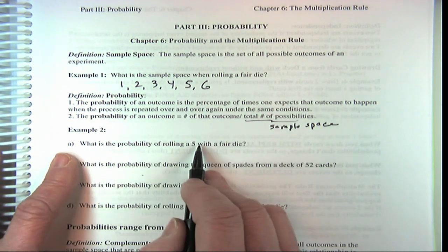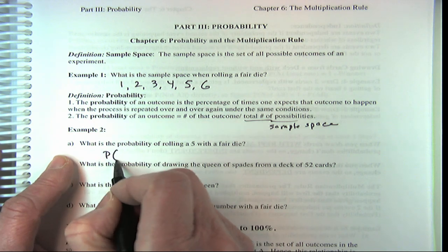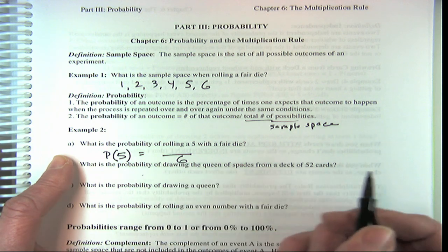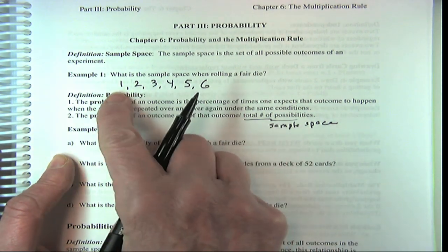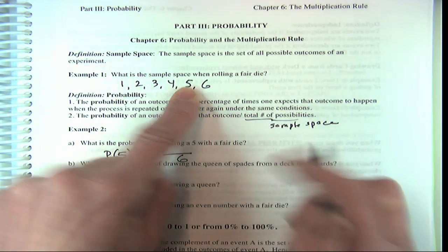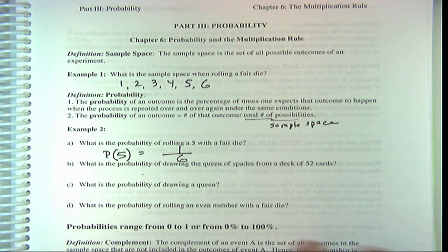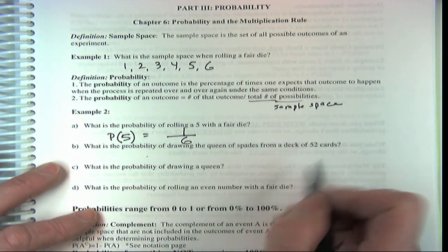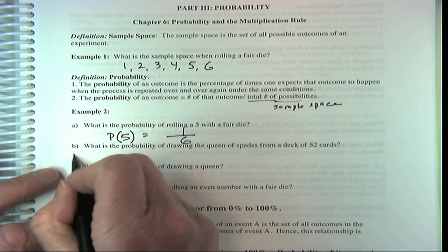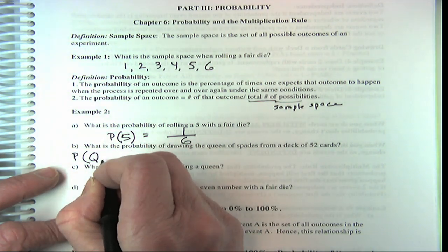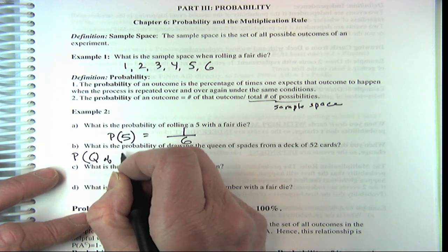So for example, what's the probability of rolling a 5 on a fair die? Well, we just said the total number of possibilities is 6, and how many of these could be 5? Just one of these. So it's just 1/6. And that's pretty easy. We're going to look at some cards. So what's the probability of getting the Queen of Spades?